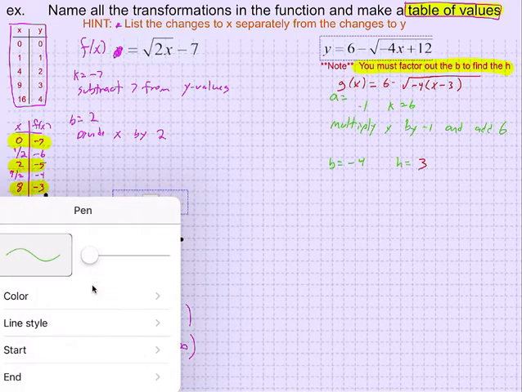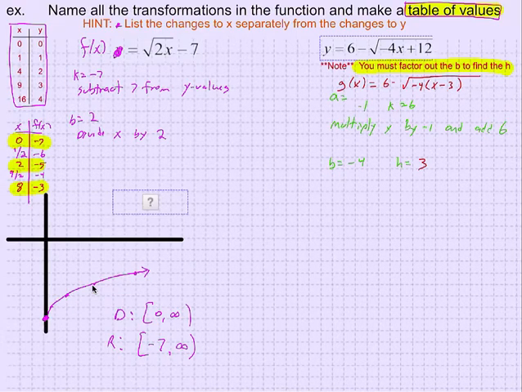And so we can go back to describing our transformations. The b is -4, so we will divide the x by -4, and then we will add 3. So I'm going to start with the parent function.